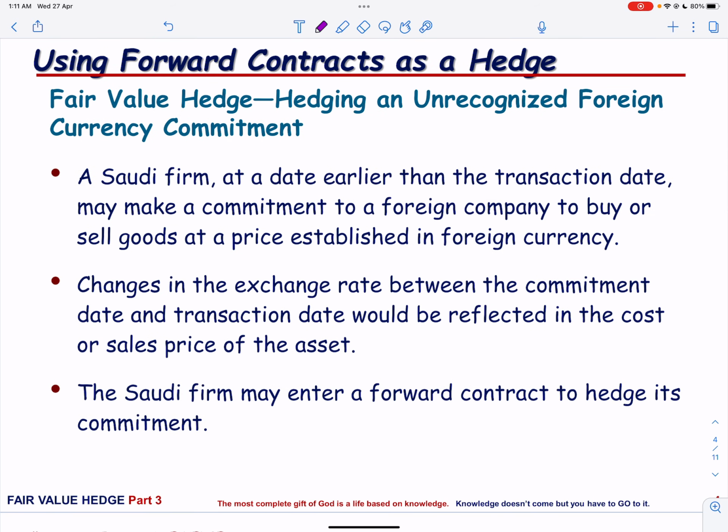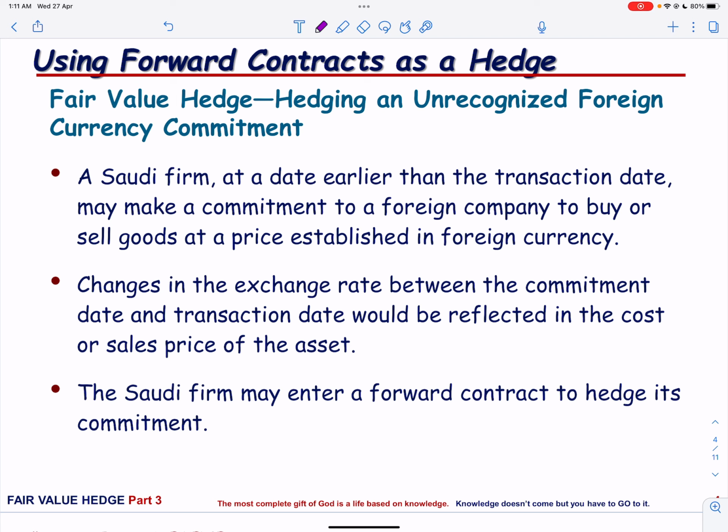We will start with explaining how to use a forward contract as a hedge that is considered a fair value hedge. A Saudi firm, at a date earlier than the transaction date, the date the company does the exchange, makes a commitment before the transaction takes place to a foreign company to buy or sell goods or services at a price established in foreign currency. For example, today the firm makes a commitment to buy goods and services 14 months later, and this transaction will be denominated in foreign currency.